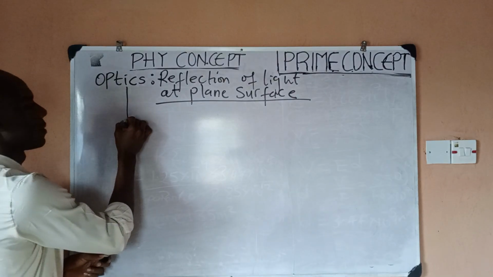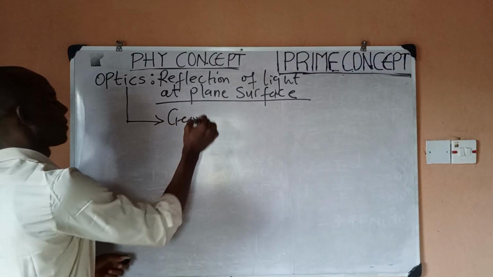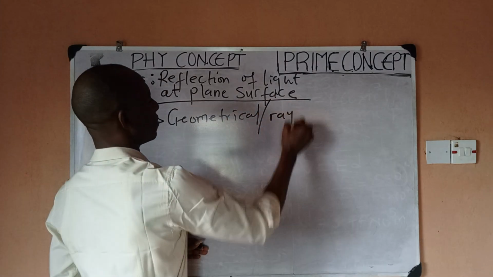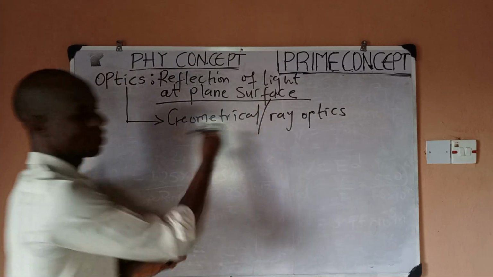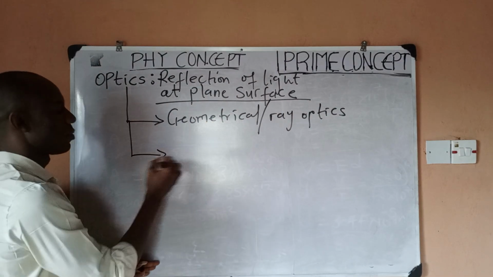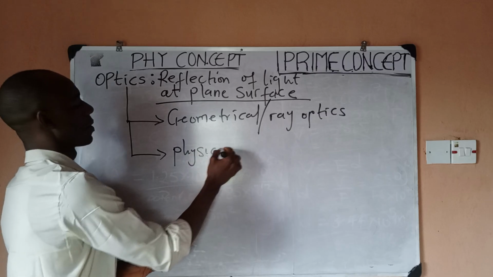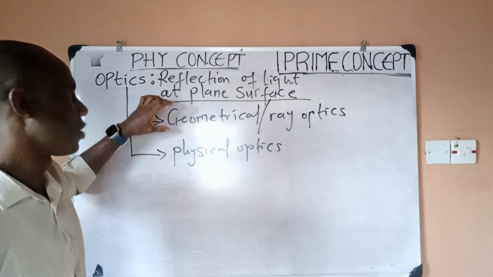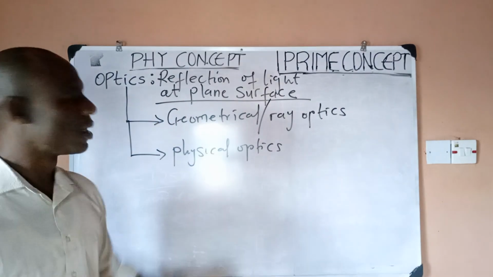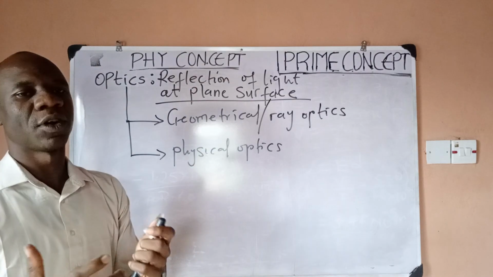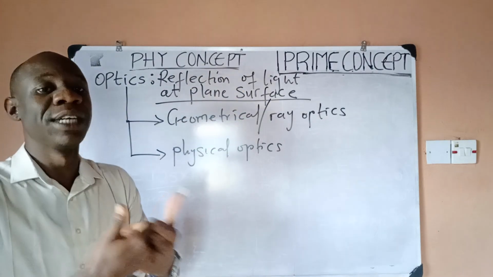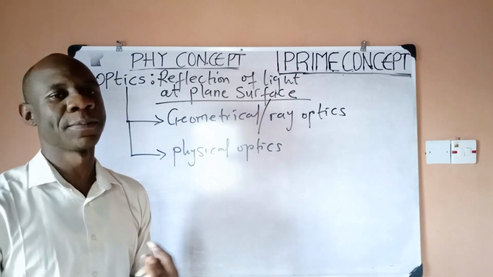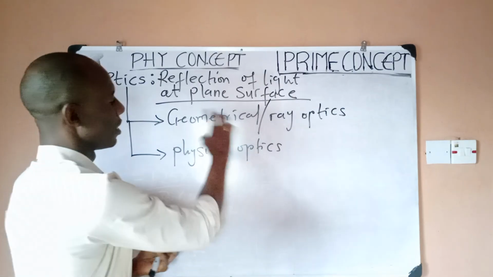So one branch is geometrical, also known as ray optics. Then the other type is physical optics. So these are the two branches of optics that we have. Now this is where we'll focus, but I'll give a hint on both of them. Geometrical optics is a branch of optics that studies light using light rays. Rays are actually straight lines. So geometrical optics uses rays to study optics.